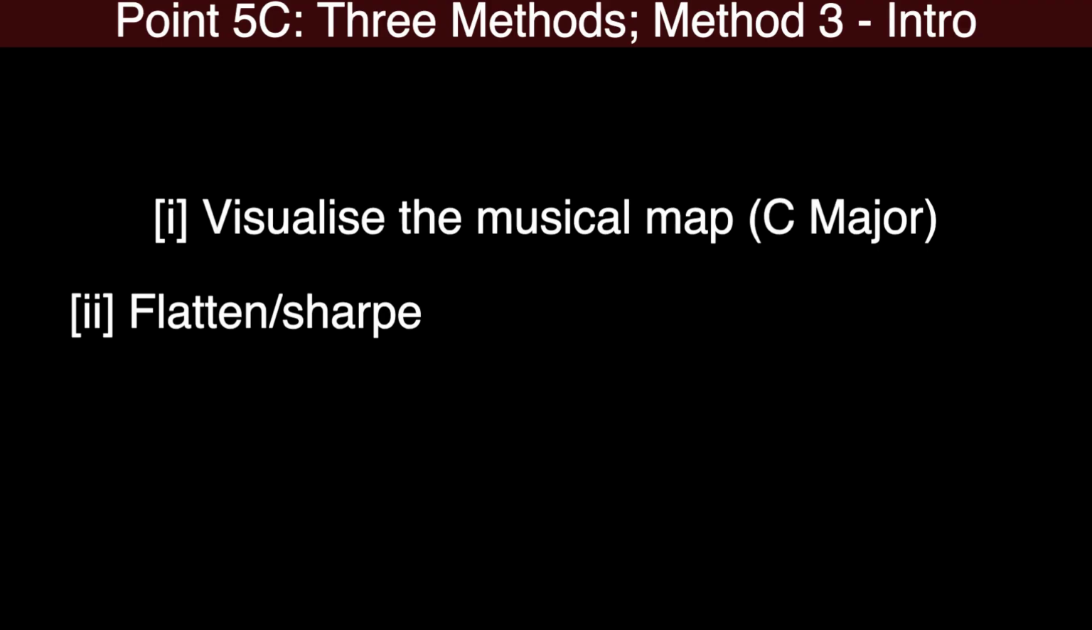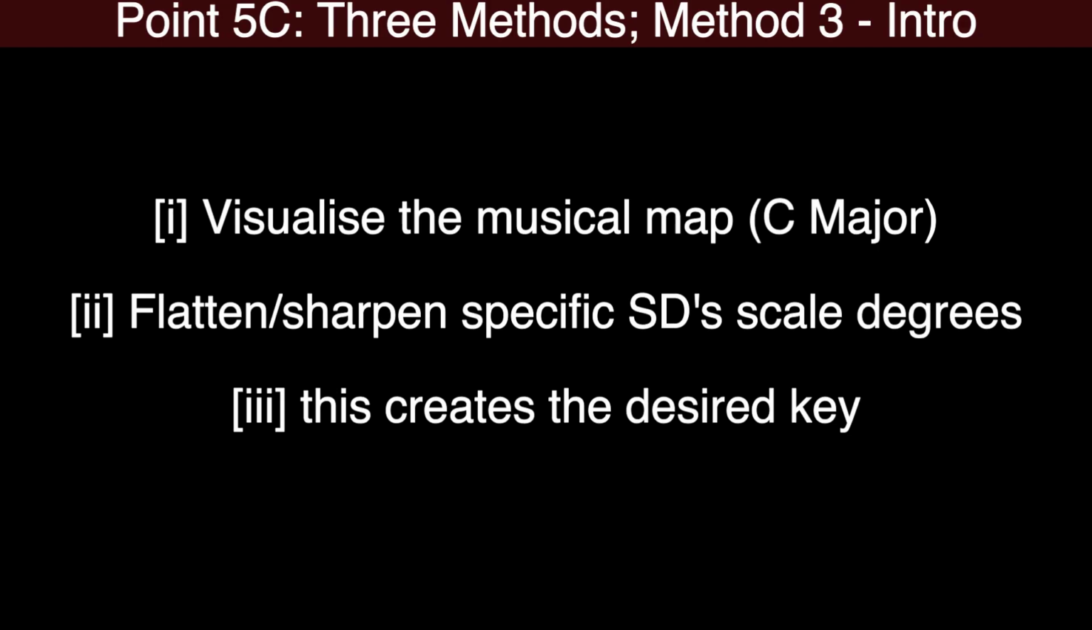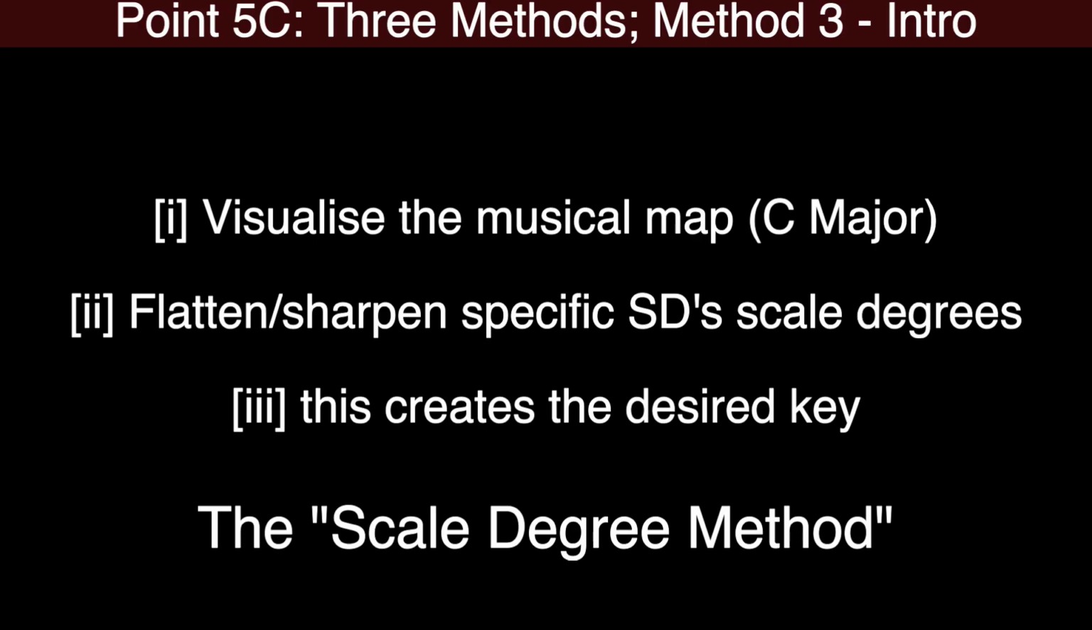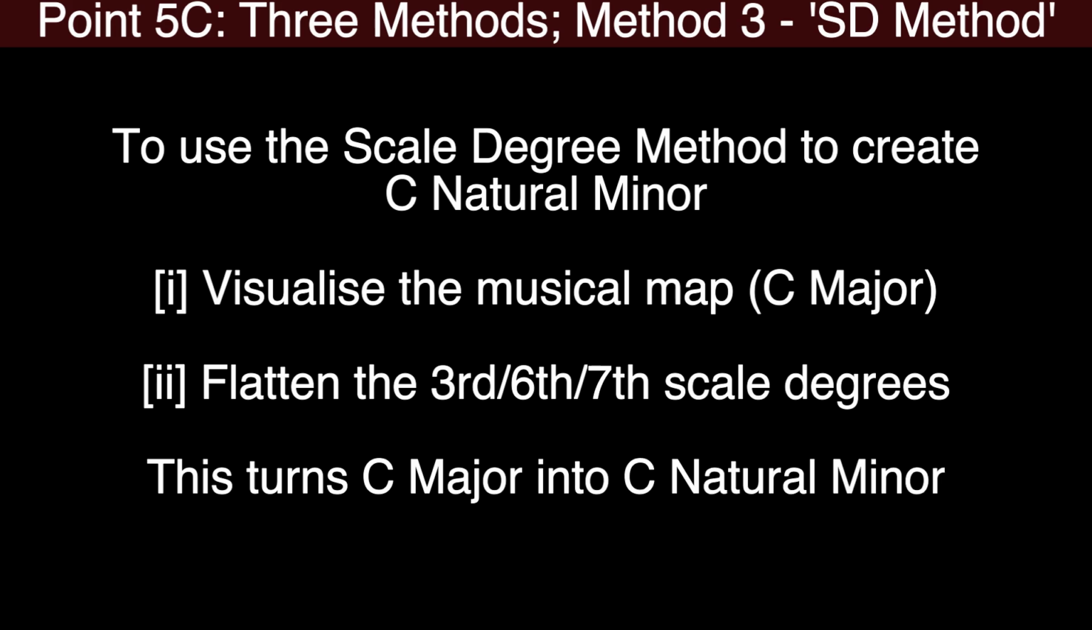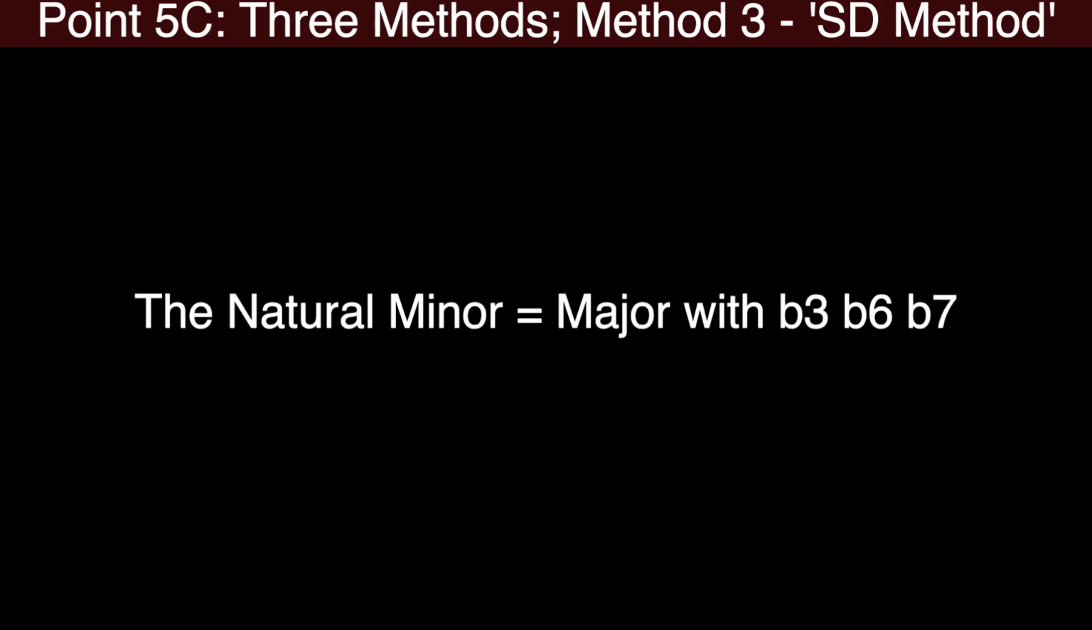The approach of method 3 is simply to visualise a major key and then flatten or sharpen specific scale degrees in order to create the new desired key. Method 3 we'll call the scale degree method. In order to use this method to create C natural minor, we need to visualise C major and then flatten the 3rd, 6th and 7th scale degrees. This turns C major into C natural minor. The reason is the natural minor is the major key with flattened 3rd, 6th and 7th scale degrees.